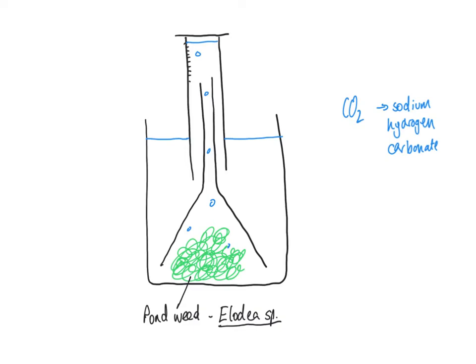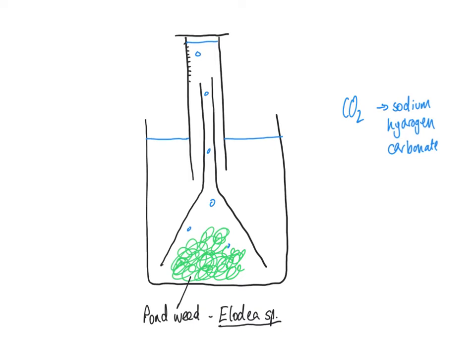Everything is full of water, and then as the Elodea produces oxygen, that bubbles up and is then trapped in the measuring cylinder, and you can measure how much gas is released in a certain time. You can change the conditions of this experimental setup, so you could change the temperature, you could change the carbon dioxide concentration by using a chemical called sodium hydrogen carbonate. You could change the pH, you could change the light intensity.